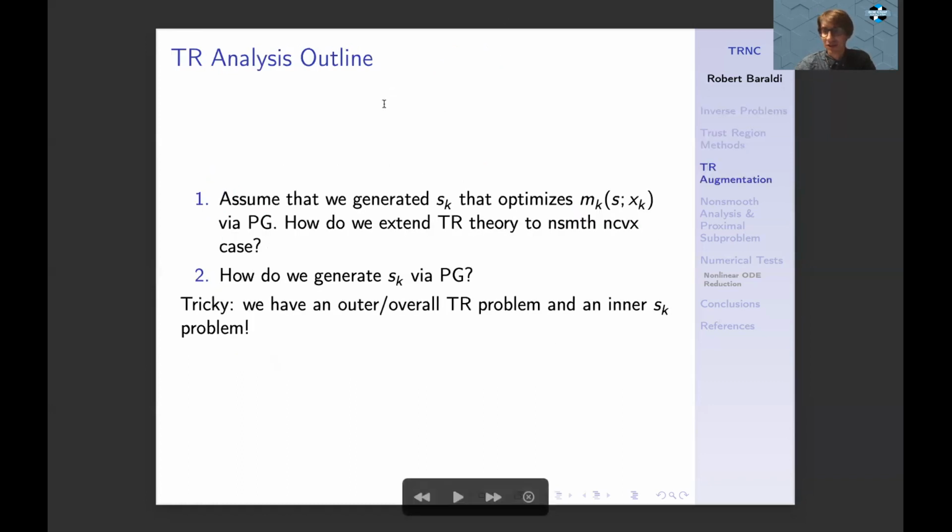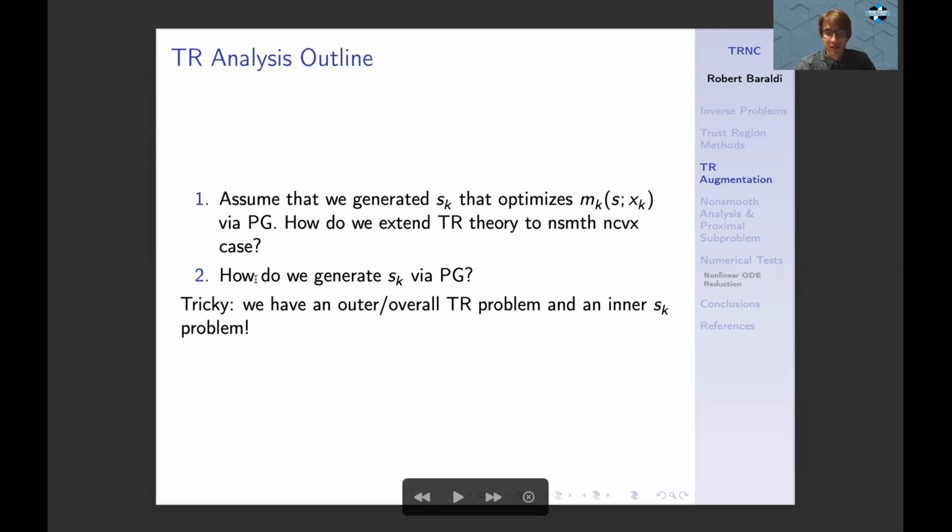So, to dive a little bit further into the analysis, though not too much further because I don't have that much time. The first question we want to ask is: does the trust region theory hold? Assume we generate some step that optimizes our model via proximal gradient descent or some other non-smooth method. How do we extend the trust region theory to accommodate these non-smooth, non-convex cases?